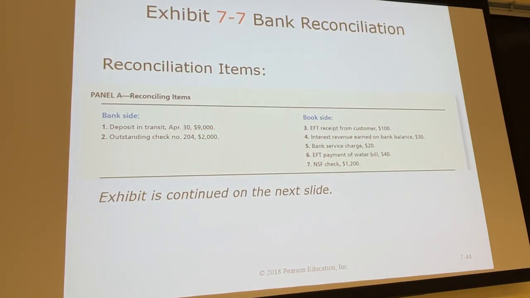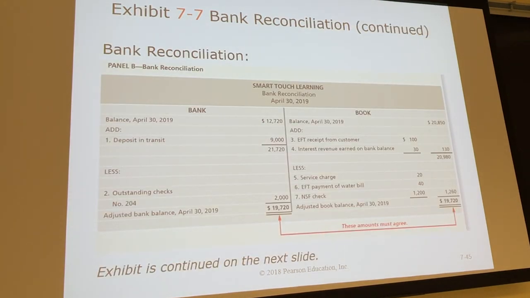So in this particular example that we were looking at, here are the different adjustments that we have to make on the bank side and the book side. And when we put it all together, this is the same exhibit that we were looking at earlier. This is what our final bank reconciliation for the month of April looks like. We'll go through a practice problem like this together in my lab when we get done with the lecture.